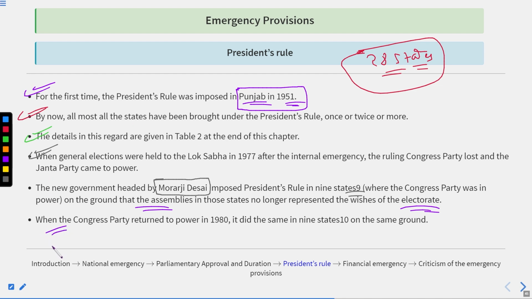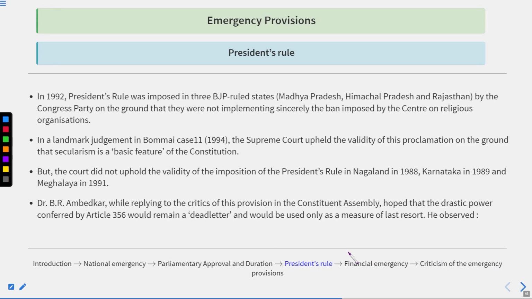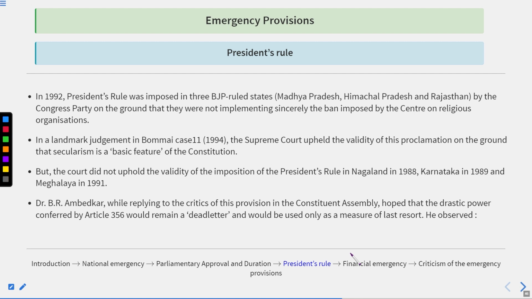When the Congress party returned to power in 1980, it did the same in the 9 states on the same ground. It means that that was some kind of political war between the Congress and the Janata Party. In 1992, the president's rule was imposed in the 3 BJP-ruled states, Madhya Pradesh, Himachal Pradesh and Rajasthan, by the Congress party on the ground that they were not sincerely implementing the ban imposed by the center on religious organizations.